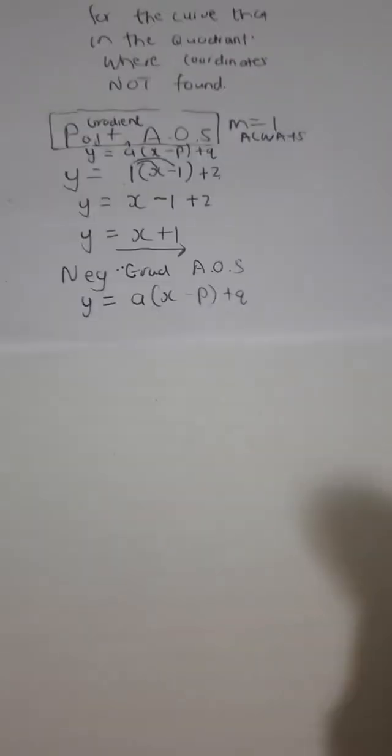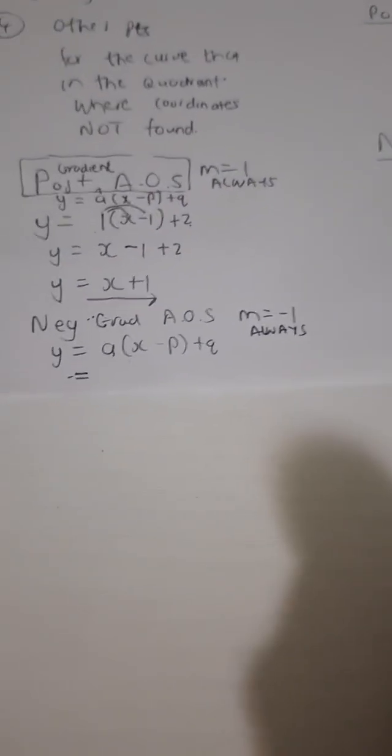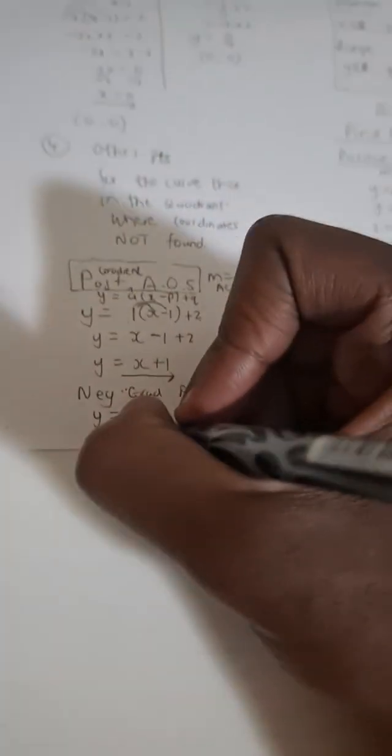Let's check how we would find the negative gradient axis of symmetry. Well, we would do the same thing. We just grab the form y is equal to a into x minus p plus q. Then in the place of a, we write the gradient. Remember, since it's the negative gradient axis of symmetry, a is always equal to negative 1. So we write in the place of a, negative 1.